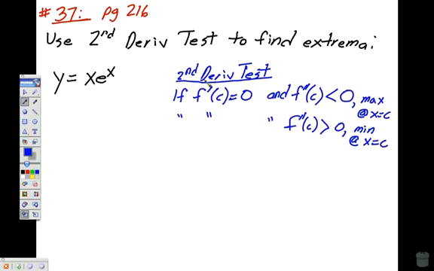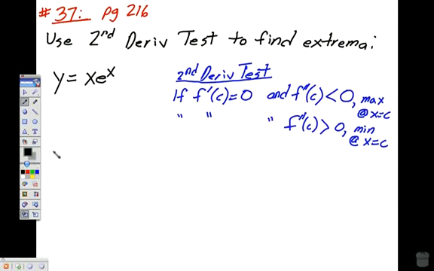It doesn't tell us what happens if f prime is not equal to 0 or it's undefined, and it doesn't tell us what happens if f double prime equals 0 or is undefined. But if the first derivative is 0 and the second derivative exists and is not equal to 0, then we can determine whether it's a min or a max. Okay, so let's apply that to this.